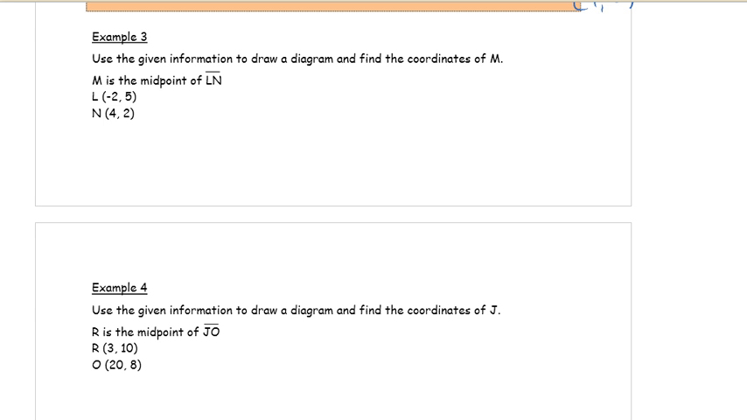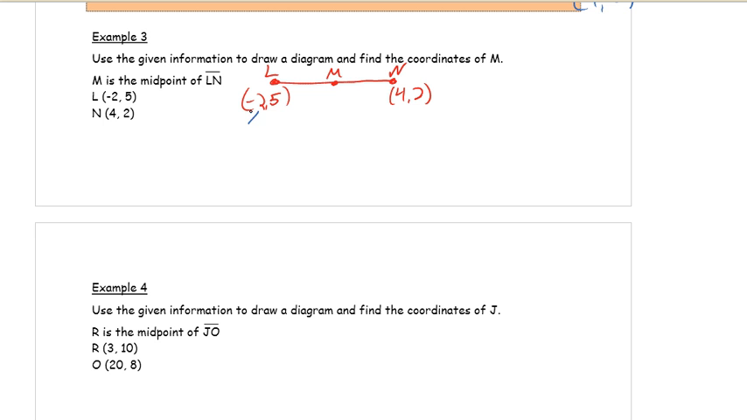Use the given information to draw a diagram and find the coordinates of M. M is the midpoint of LN. Okay. Again, we're going to draw a segment. We deal with segments a lot. We know M is the midpoint. We have L. We have N. Okay, L is (-2, 5), and N is (4, 2). If you wanted to, you could draw a full coordinate plane, but it's really not necessary.